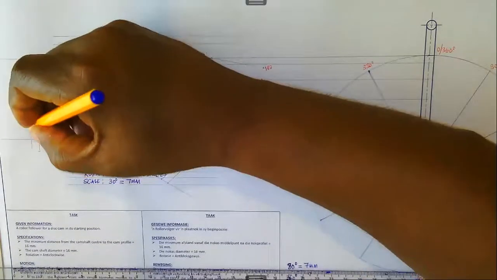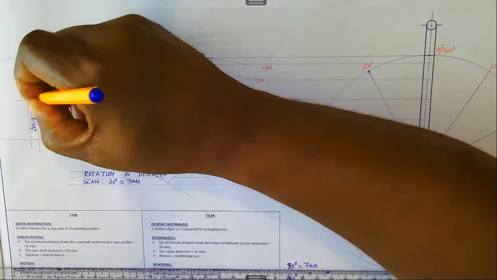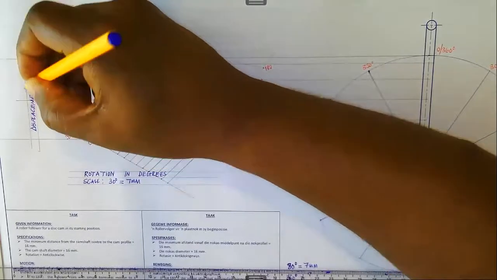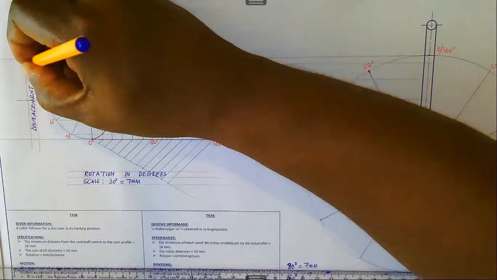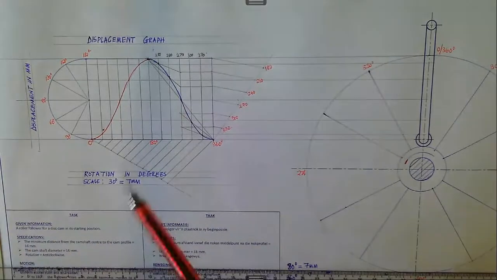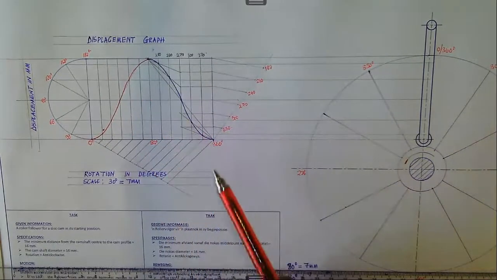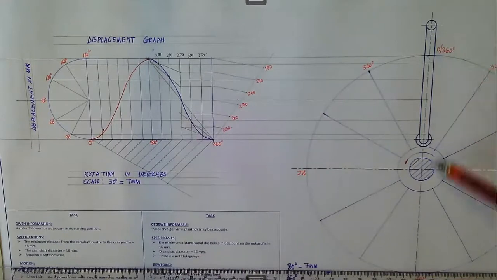Then you indicate here displacement in millimeters, or displacement 1:1. It's one and the same thing. Right, so that's your displacement graph, which is now in place. The next thing that you want to do, once we have defined the displacement graph, is project from each and every point as you go up, and each and every point as you go down, to the line of action, which is this one.